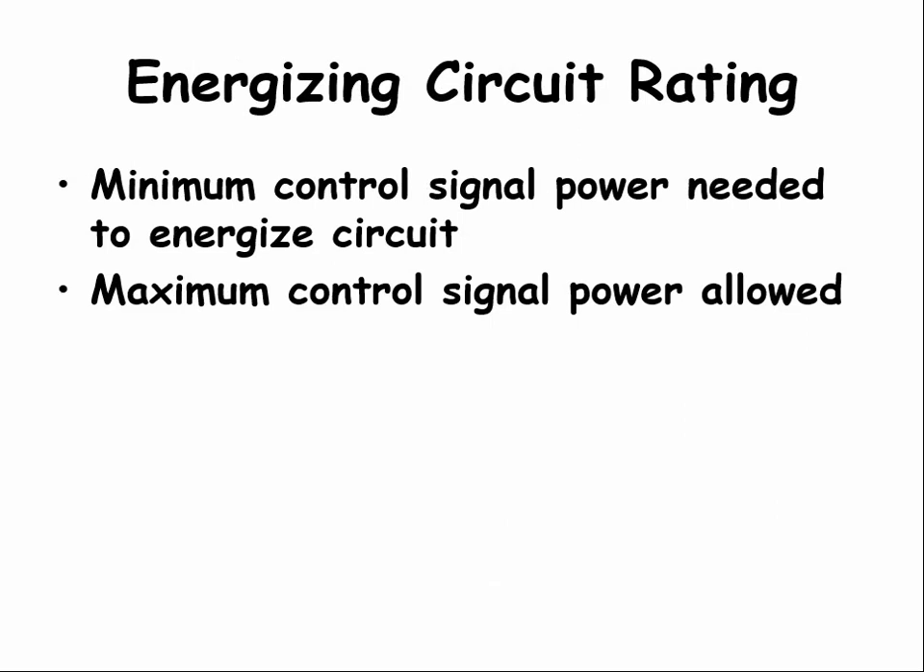energized. As you look for actuators, you need to also notice the energizing or control circuit rating. This describes the minimum amount of power needed to energize a circuit. This means that the control circuit needs to supply at least the minimum control signal power to energize the circuit. If the control circuit does not supply that much power, the relay won't energize and change the relay. Another limit of the energizing circuit is the maximum amount of power that is allowed. Applying excess power can burn out the relay.